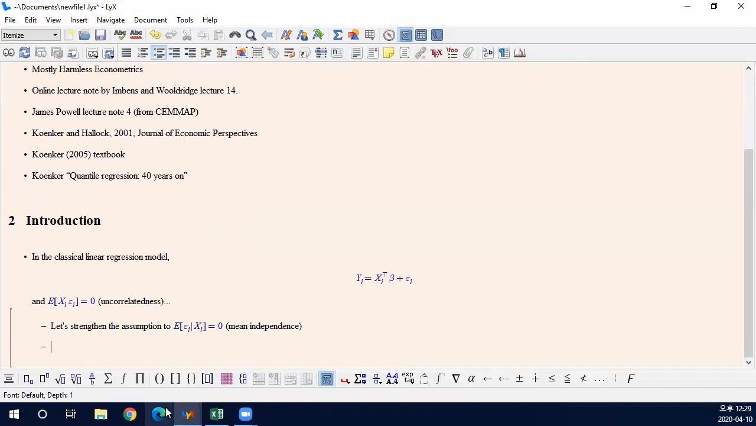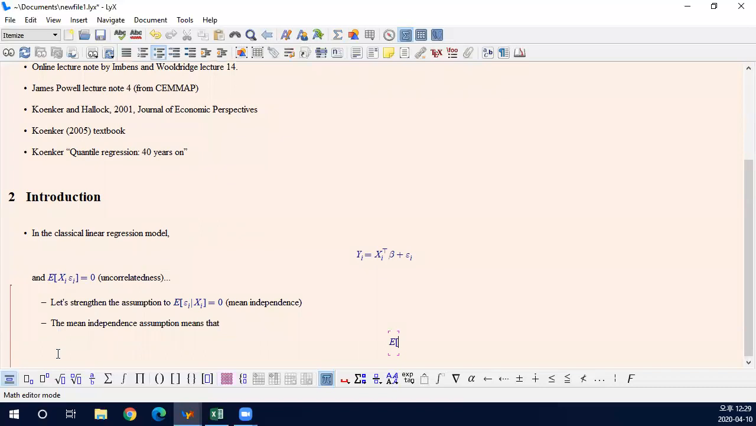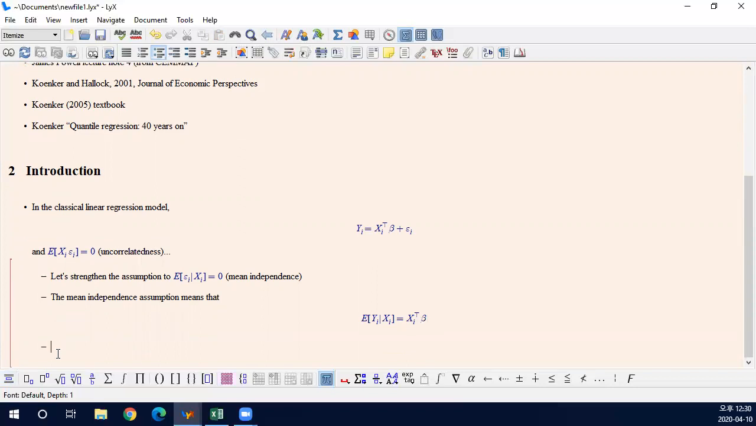Then it means that the mean independence assumption means this. So it's clear and simple, and easy to understand how we got this. So it's linear in x. That's why the key assumption is that the mean of y is linear in x.